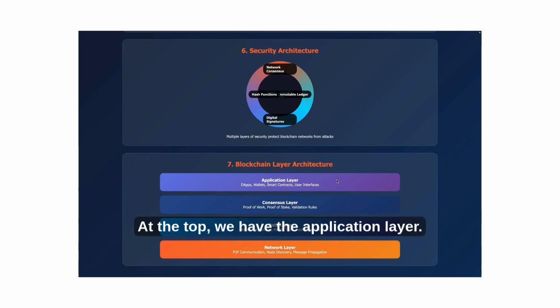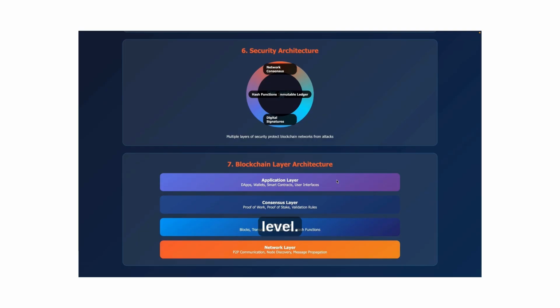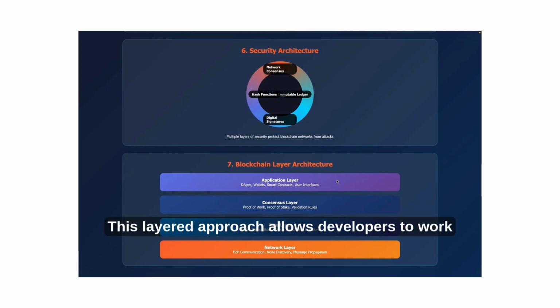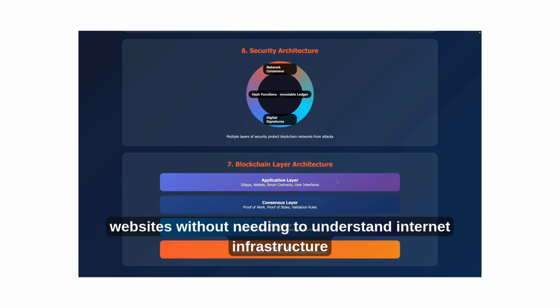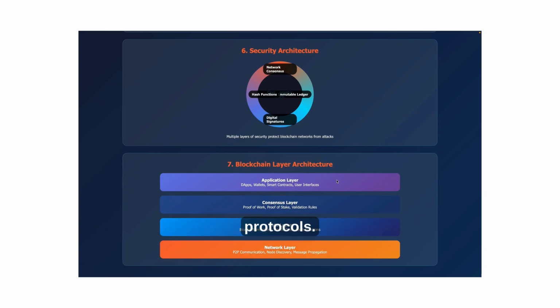At the top, we have the application layer. This is what users actually interact with. Wallets, decentralized applications, smart contracts, and user interfaces all operate at this level. This layered approach allows developers to work at different levels of abstraction. Blockchain engineers focus on the lower layers for security and efficiency, while application developers build user-friendly experiences on top. It's similar to how web developers build websites without needing to understand internet infrastructure protocols.